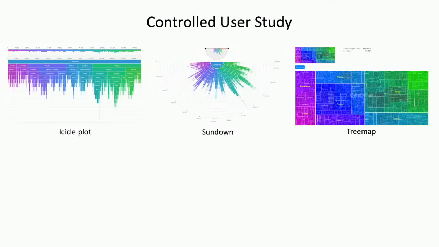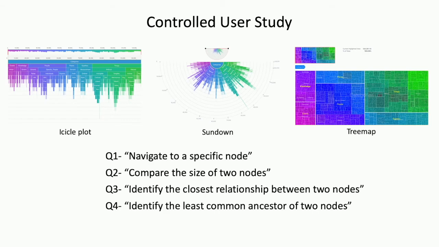In the controlled user study, we tested the Hierarchical plot, Sundown chart, and tree map. We identified 4 different tasks. We had 12 participants, and for each condition, each task, we tested 3 repetitions to have enough responses from the users.